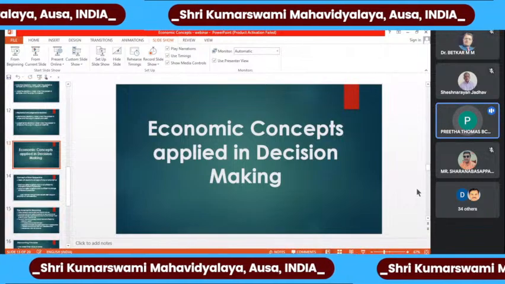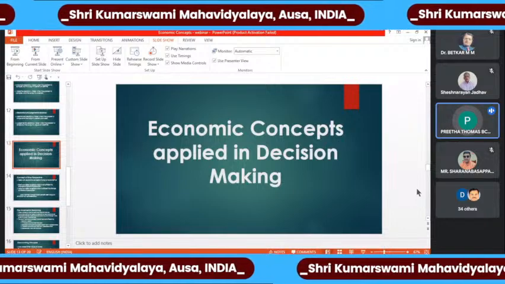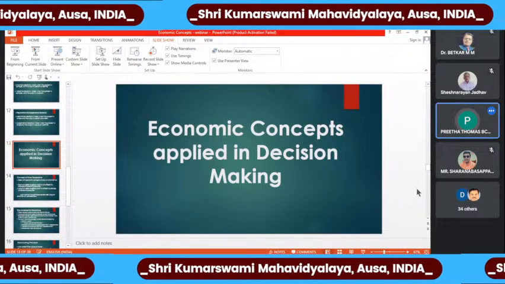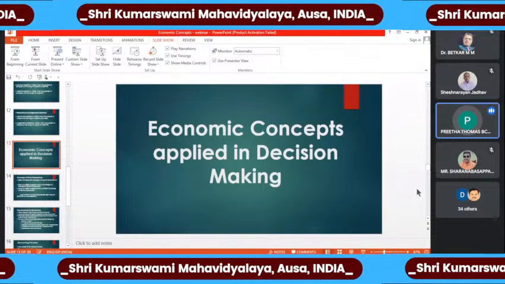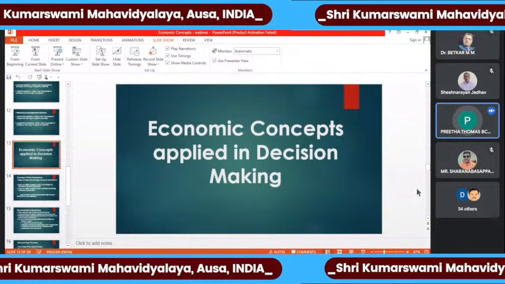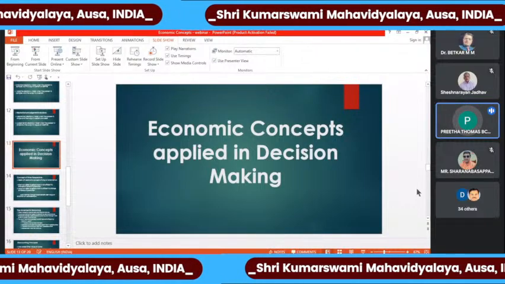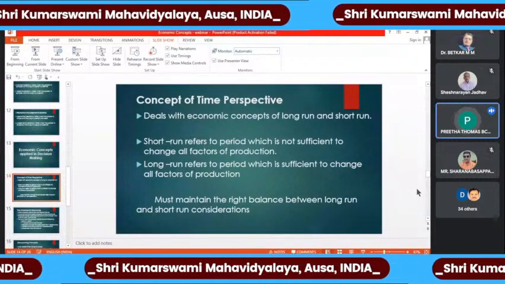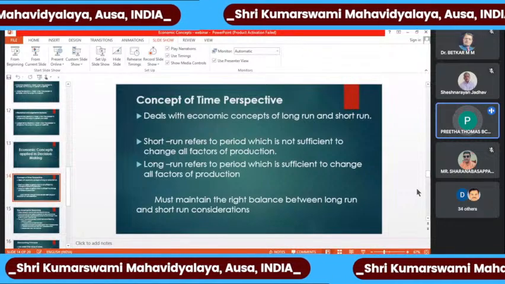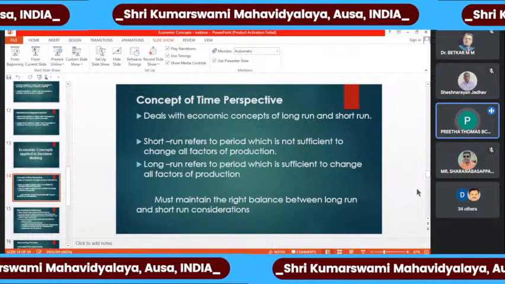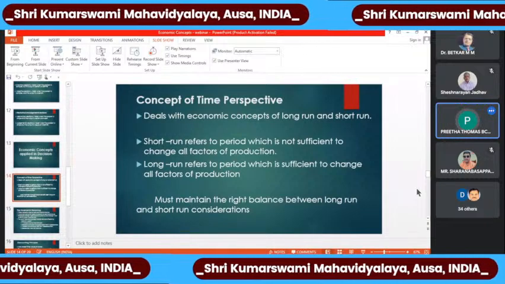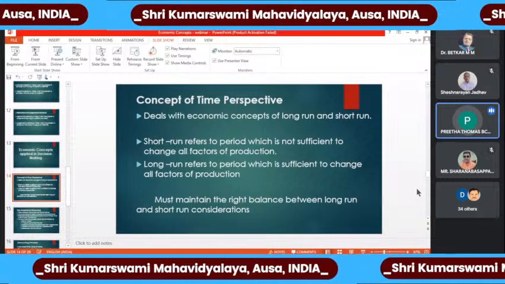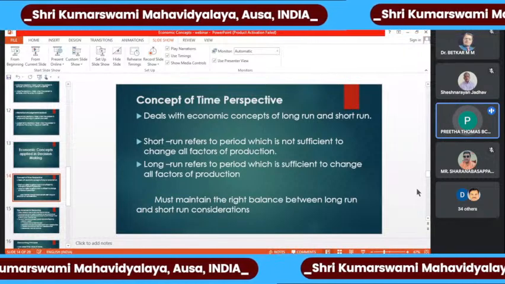Okay, principles of decision making are actually some economic concepts that are applied in decision making. Okay, these economic concepts are what we are calling as principles, right? There are 7 different economic concepts which affect decision making in businesses. Okay, very important, very, very important concepts of economics, and these are referred to as the principles of decision making. Okay, in that, the first concept is the concept of time perspective. Concept of time perspective means it deals with the economic concept of long run and short run. Okay, the economic concept of long run and short run have become part of everyday language.